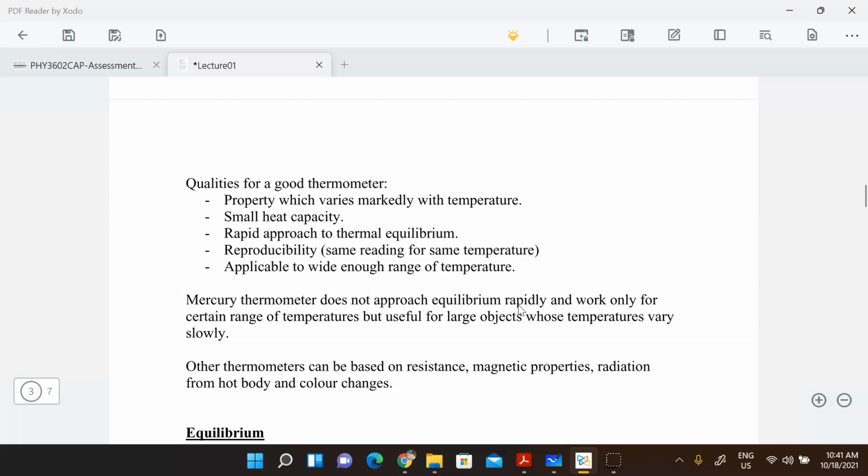These days, of course, you want much more accurate temperature readings, so you need to use other kinds of thermometers, like thermocouples and things like that. There are other thermometers based on different properties like resistance, magnetic properties, and things with respect to the stars. For example, they look at the radiation from the hot body. And then in some cases, color changes and so on and so forth.